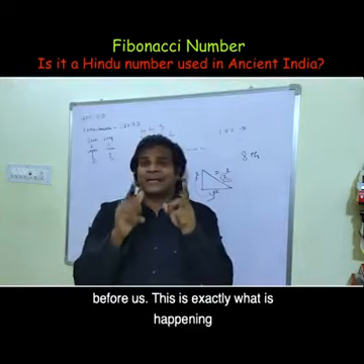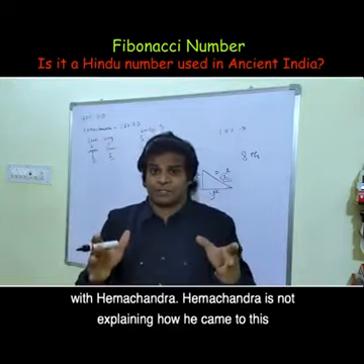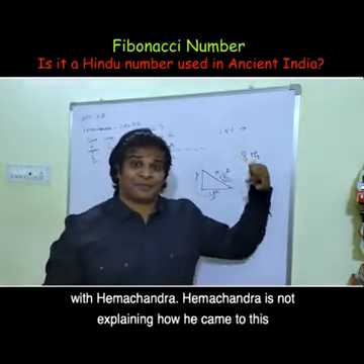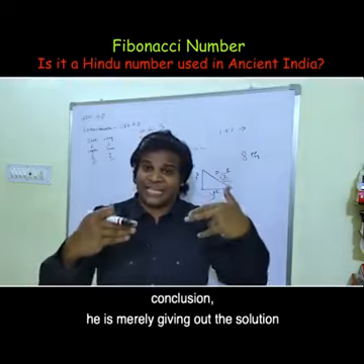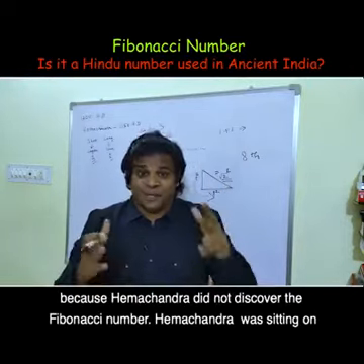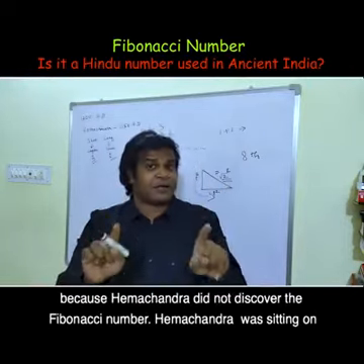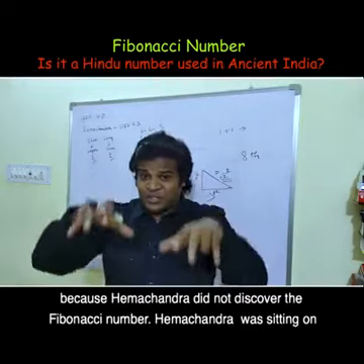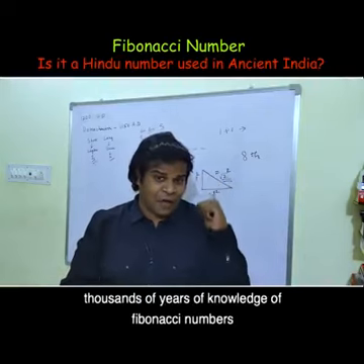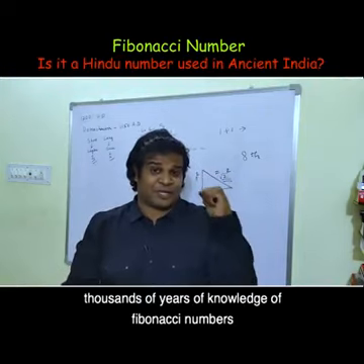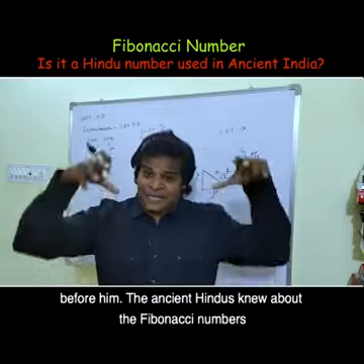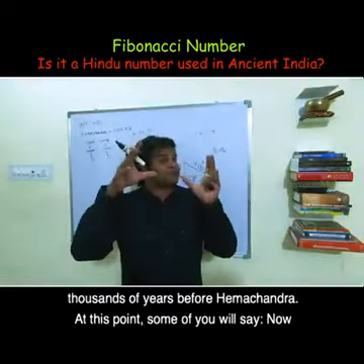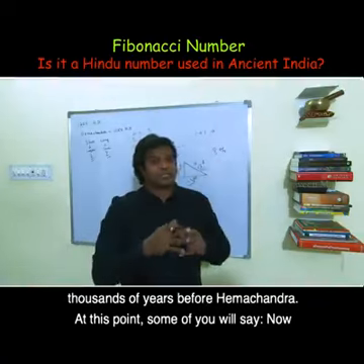This is exactly what is happening with Hemachandra. Hemachandra is not explaining how he came to this conclusion. He is merely giving out the solution, because Hemachandra did not discover the Fibonacci number. Hemachandra was sitting on thousands of years of knowledge of Fibonacci numbers before him. The ancient Hindus knew about the Fibonacci numbers thousands of years before Hemachandra.